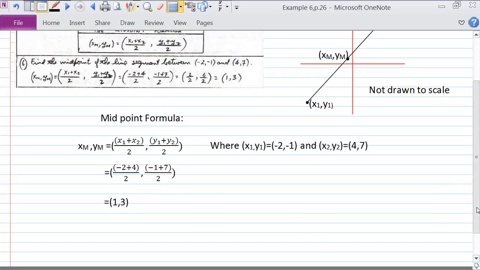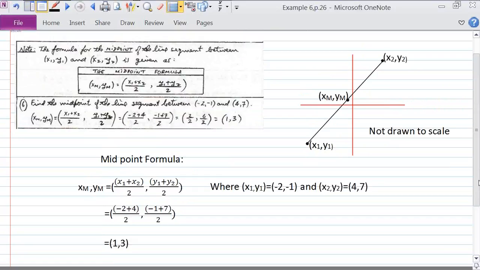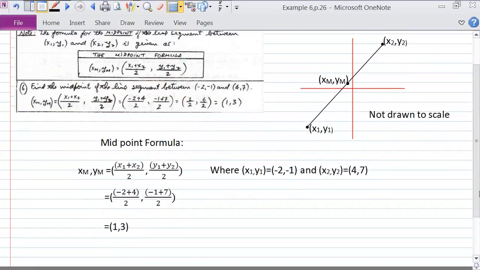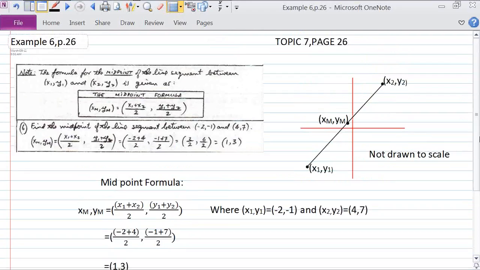Now you don't have to use the formula. You could do the calculation simply this way. Now just don't mix up your x1 and your x2 and your y1 and your y2. So let's just go over this. This is the basic formula. We're going to use this in the next problem.